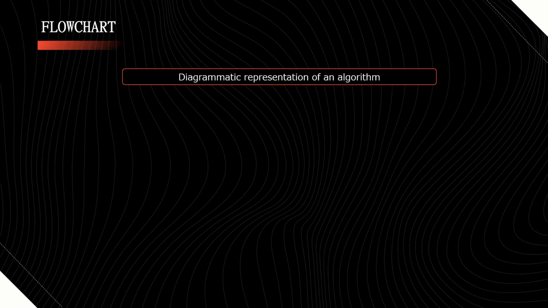A flowchart is a diagrammatic representation of an algorithm. That means a flowchart is a type of diagram that represents a workflow or a process. It is a step-by-step approach to solve a task by using some symbols. This graphical representation is better than the textual representation.